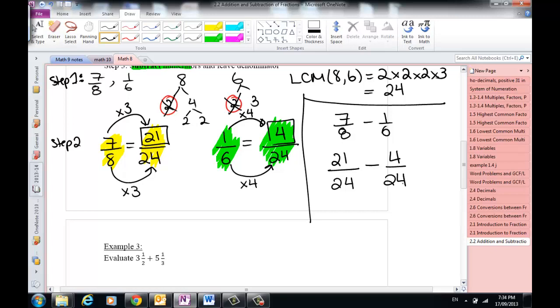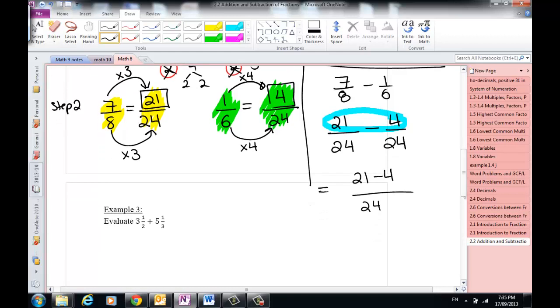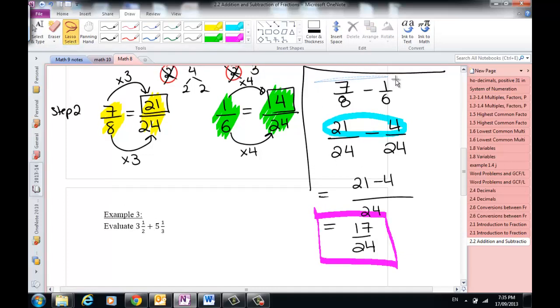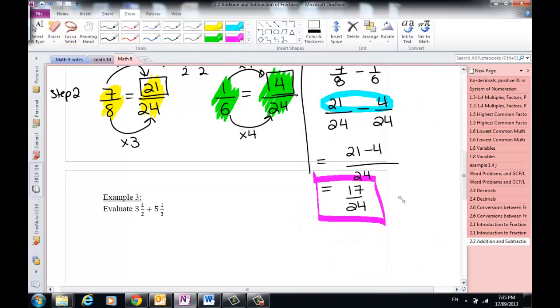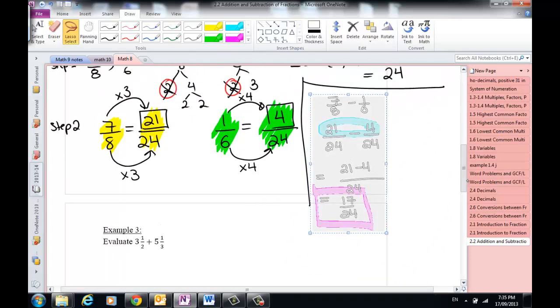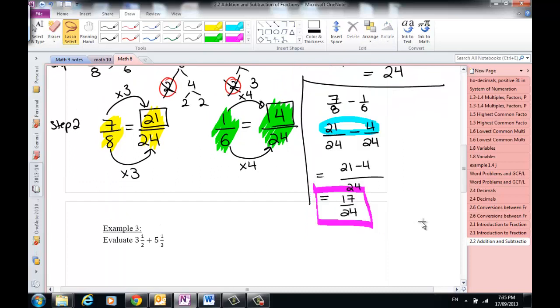Now because it's subtraction, all we're going to do is subtract the numerators, and the denominator stays the same. So this becomes 21 minus 4 over 24, which is equal to 17 over 24. And this right here is in fact my answer. I'm going to smush this a little bit so that we have a little bit more room. There we go. And we're done this one.